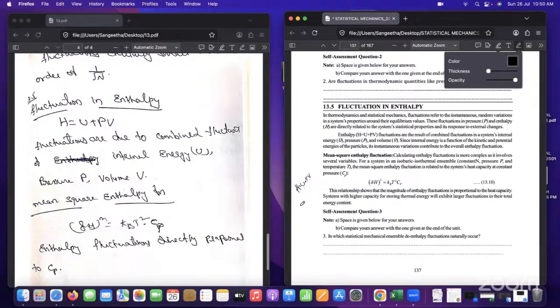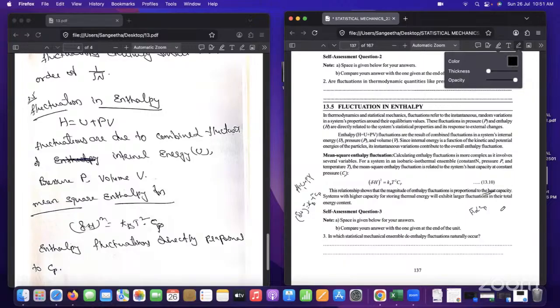What is the formula we are using here? What are the terms? U is internal energy, P is pressure, V is volume. The enthalpy variation is delta H squared equal to K beta times T squared times Cp. What is K beta here? K beta is the Boltzmann constant, T is the temperature, and Cp is the heat capacity. So enthalpy H is directly proportional to Cp.